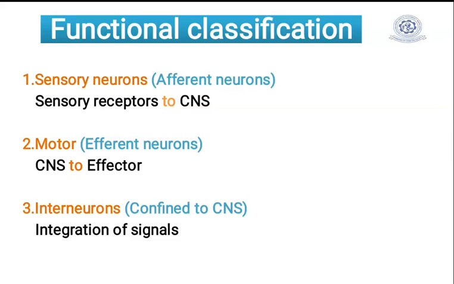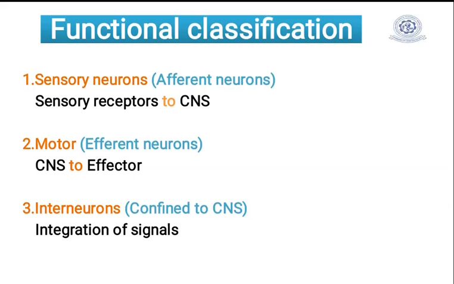Then the second classification is the functional classification. According to the function, like in which way they are going to transmit the nerve impulse, they are divided into three types. Sensory neurons transmit the nerve impulse from the sensory receptors of the skin to the central nervous system for the processing. And the second type of neurons are motor neurons. They are going to transmit the nerve impulses from the central nervous system to the effector organ.